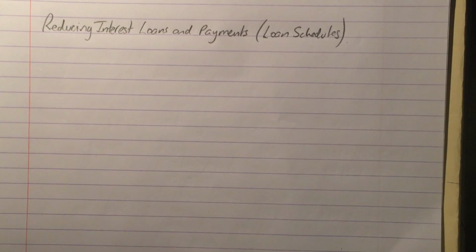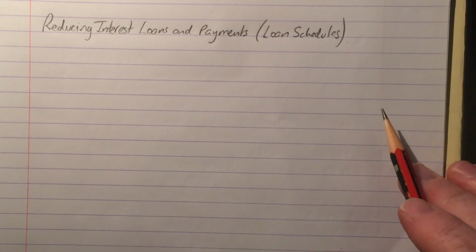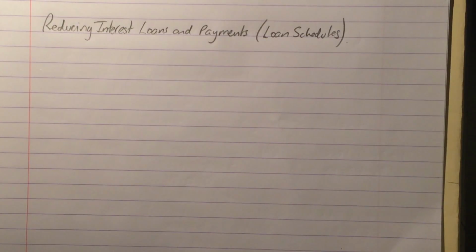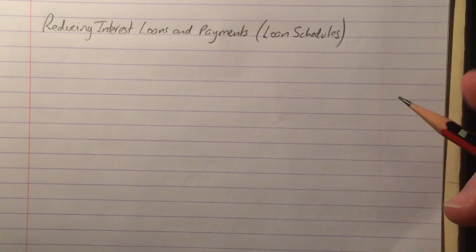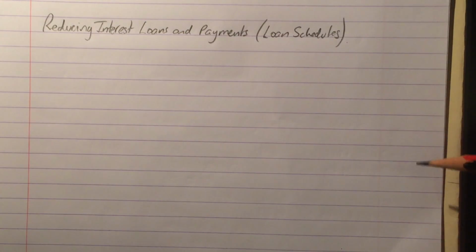In this video, I'm going to talk to you about reducing interest loans and payments and constructing what's called a loan schedule. A loan schedule is a table that tells you the balance of the loan at any point in time. And the best way to do this is to work through an example. These loan schedules always refer to a compound interest situation. So that's what we're going to look at in our example.